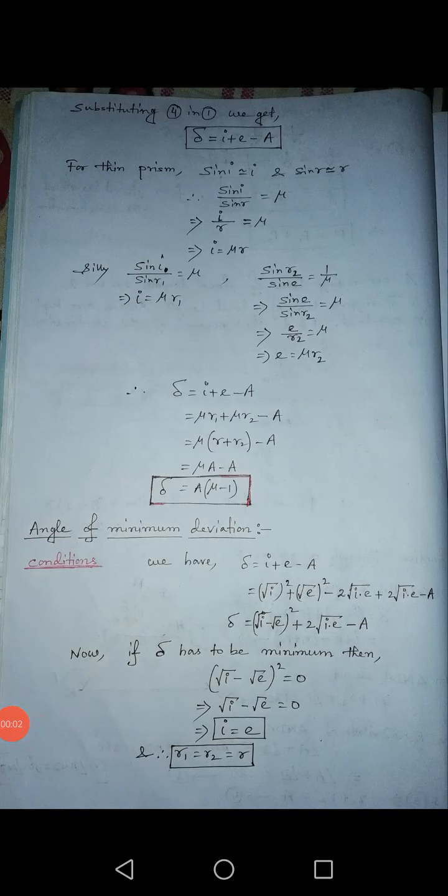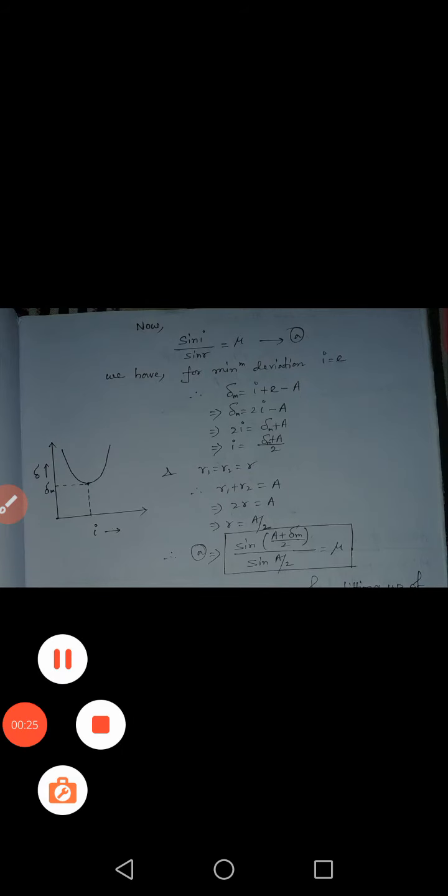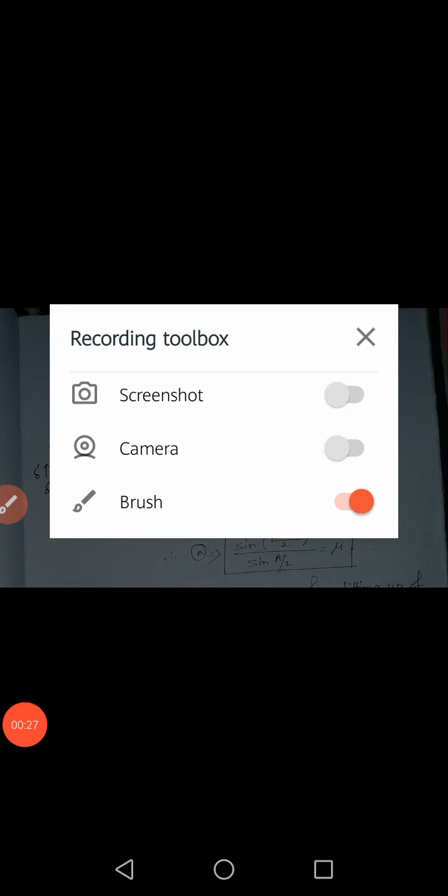In the last video we discussed the conditions for the angle of minimum deviation. Today we'll start the next topic, that is to find out the relation between the angle of minimum deviation, the angle of prism and the refractive index of the prism. So we'll start with Snell's law.